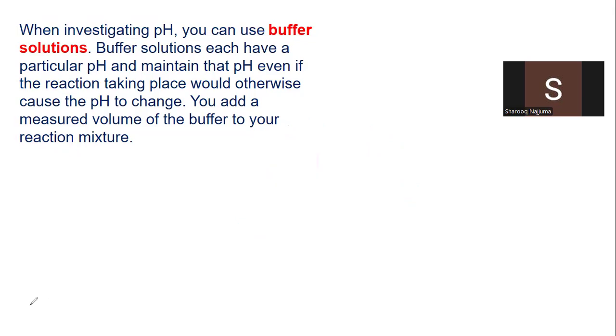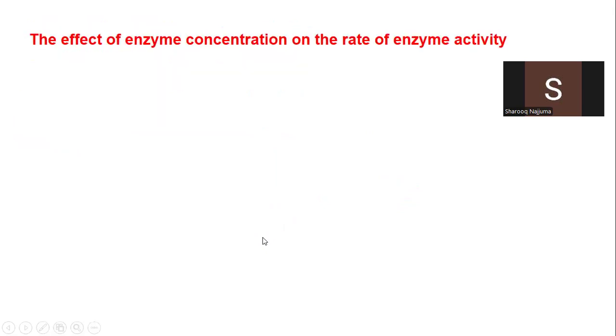So that is how pH affects enzyme activity. Let's look at another factor, which is enzyme concentration, on the rate of enzyme activity. So how does enzyme concentration affect it? Remember, with enzyme concentration, we are looking at how much enzyme is present.